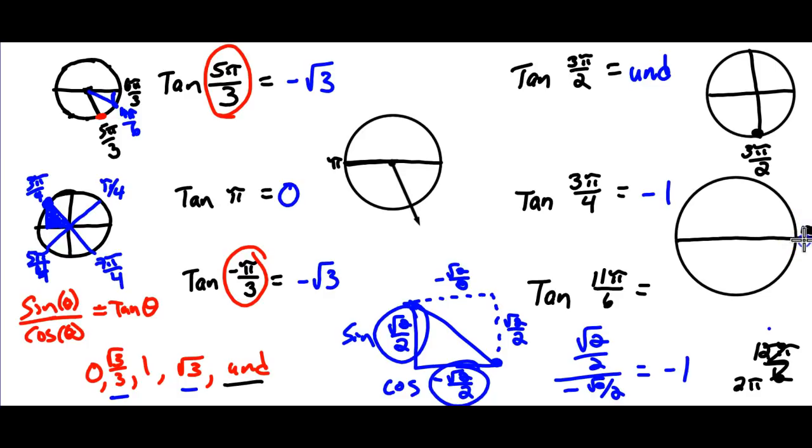It's going to run off your screen. 12 pi over 6. And then 11 pi over 6 is just 1 pi over 6 short of that. So it's this triangle right here, the shallower slope right there. So it's smaller than 1 because 1 is our 45, 45, 90 triangle on that quadrant. But it's less than square root of 3 because that's the one we've been talking about over here with negative pi over 3 and 5 pi over 3.